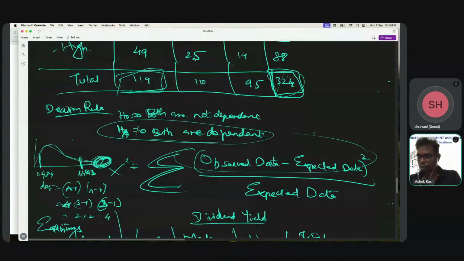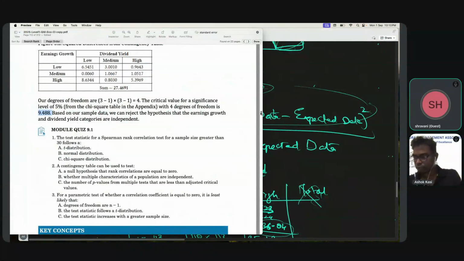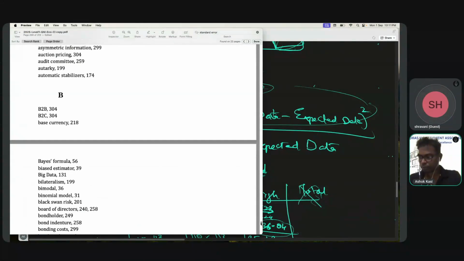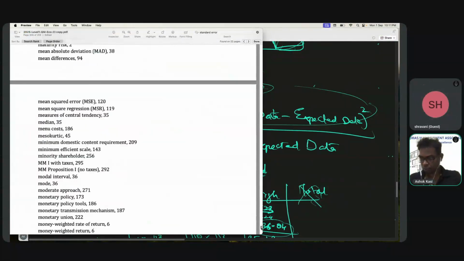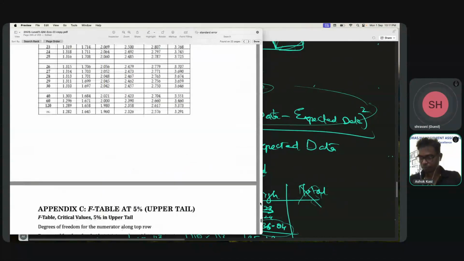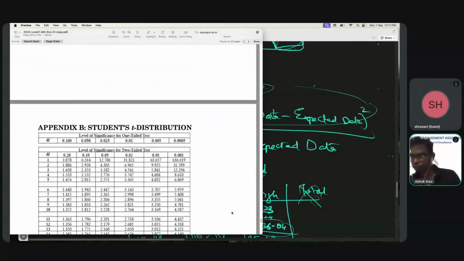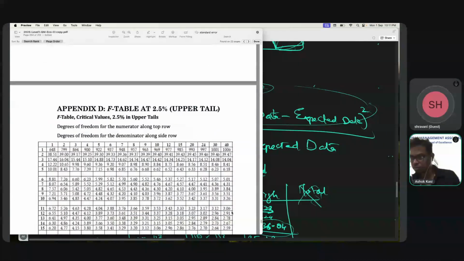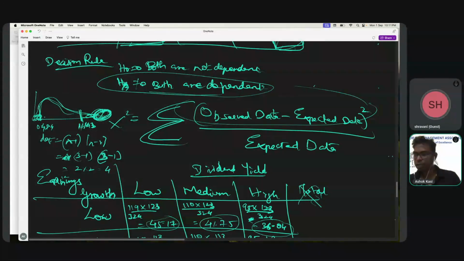Fine, this is understood, right? See, what they have done is they got 9.488, but we got 11. That is because I think they must have directly checked 5 percent. We checked 97.5 here and 2.5 there. They directly ignored the left side and checked the right-hand side 5%. Anyway, in the exam only one table will be given to you.